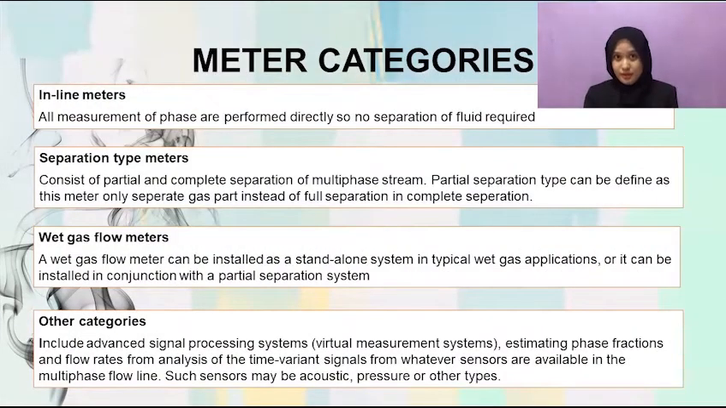Last but not least, for other categories, it includes advanced signal processing system, or it is called virtual measurement system or VMS. It is estimating the phase variation and flow rate from analysis of time variant signal from whatever sensor available in the flow line, such as the sensor might be acoustic, pressure or other types.